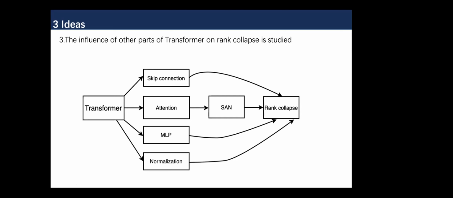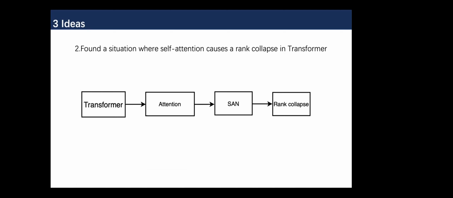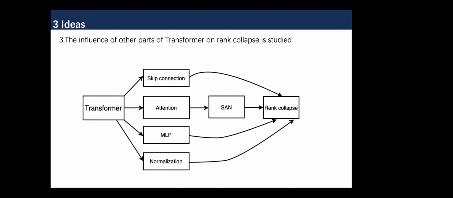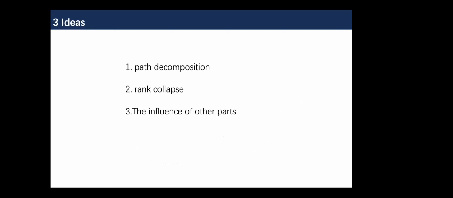And the third part is, because you know that transformers work really well, but we also said that rank collapse is a really terrible thing. It's because the transformer has other parts like skip connections, MLP, and normalization. So we will see the influence of the other parts of the transformer on rank collapse. The paper revealed opposing impacts between self-attention and the counteracting forces to the rank collapse. So the whole idea can be summarized by these three points.